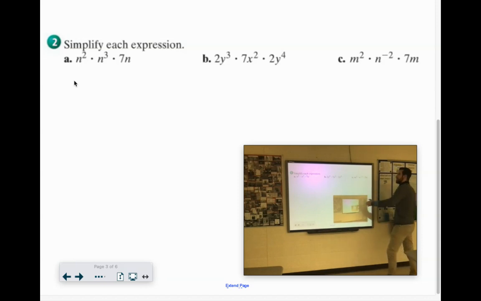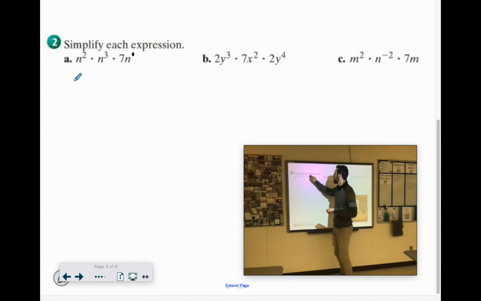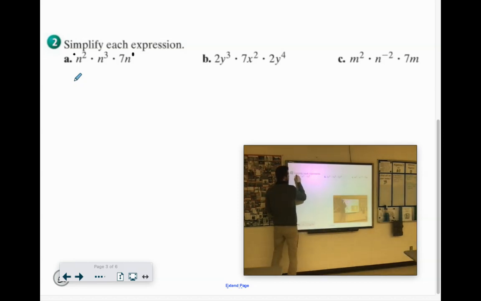Here we go. n to the second times n to the third times 7n to the first. If there's no exponent, there's an invisible 1. So the numbers out in front, we have 1 times 7, which is 7. For the n's, we have 2 plus 3 is 5, plus 1 is 6. So 7n to the sixth.